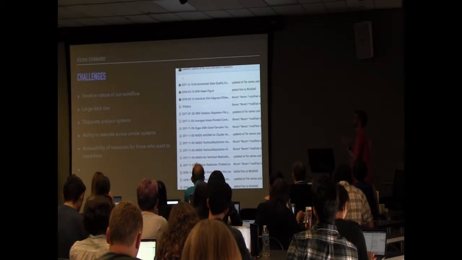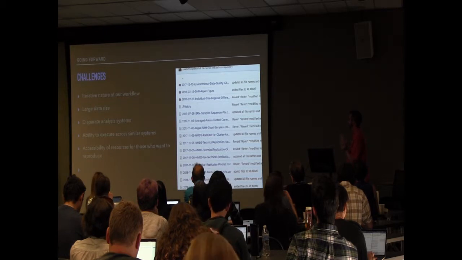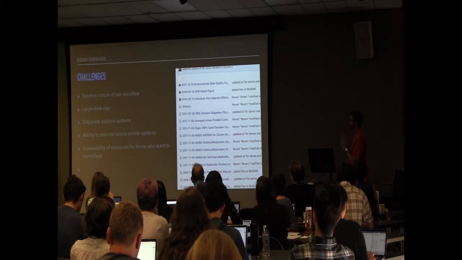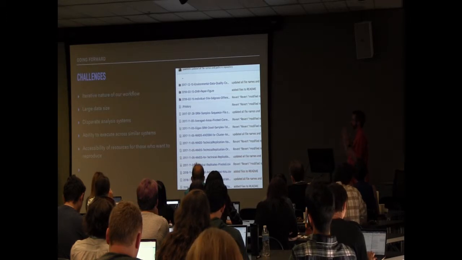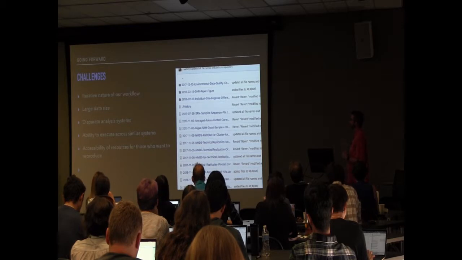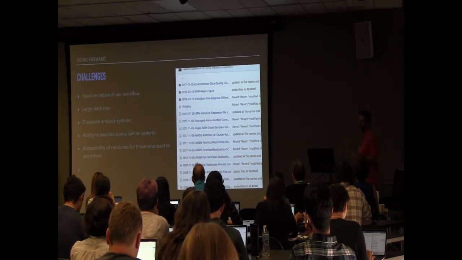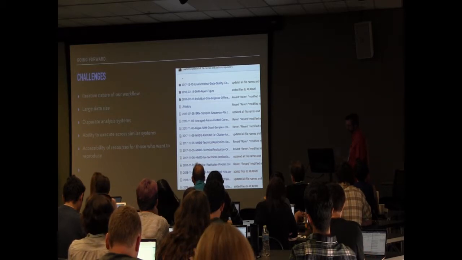And finally, to end with some of the challenges we're always trying to improve upon. The ultimate goal, hopefully what we'll hear about, is a paper where you can take all the data and all the analysis and reproduce it, which is quite hard. Some of our challenges are the iterative nature of our workflow. This is somebody's repo where they're doing this analysis over and over again. This is genomic analysis.